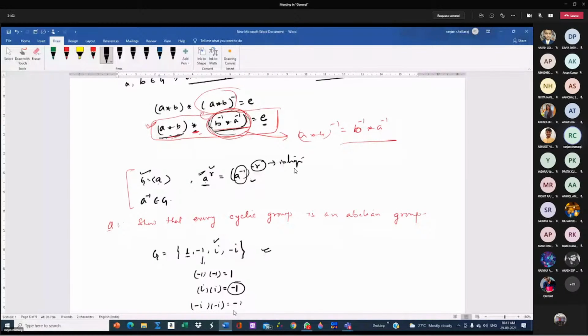That means whatever you claim, that if every element is the inverse of itself then it is cyclic, is wrong, because here it is a cyclic group. i is the generator, and similarly minus i is also a generator of this. You can prove this one also. It is also a problem from the cyclic group.